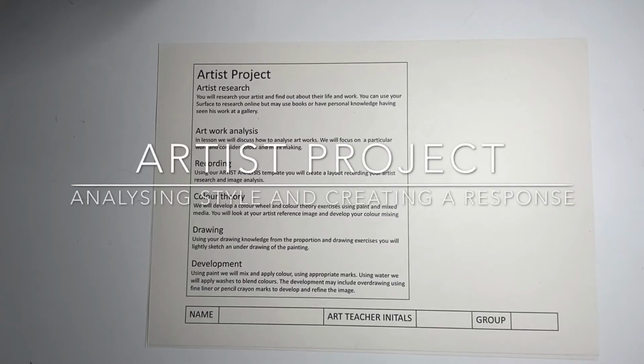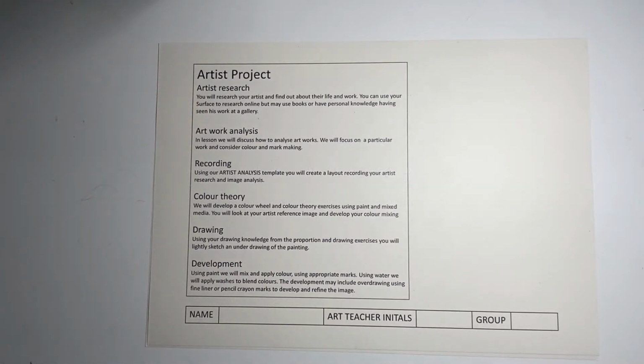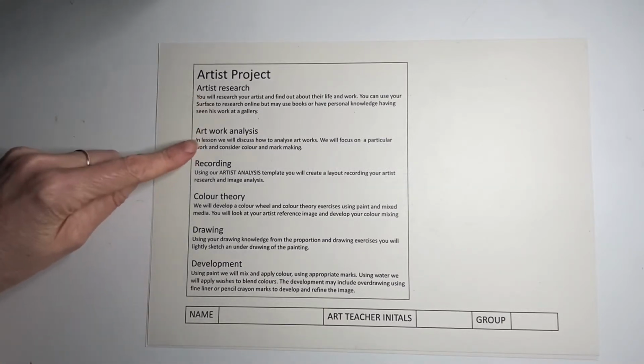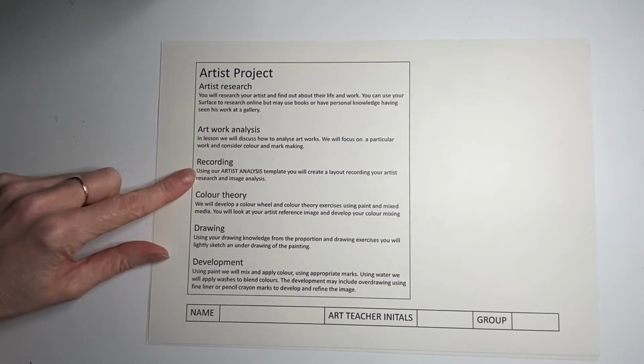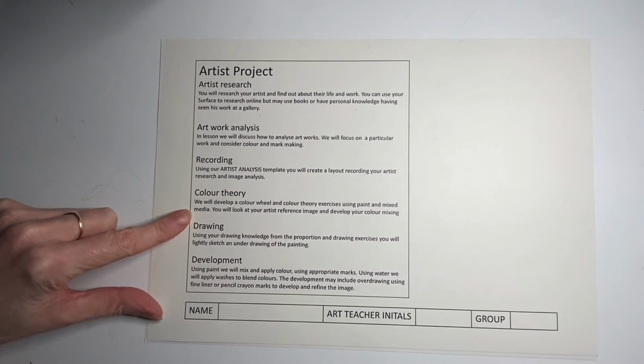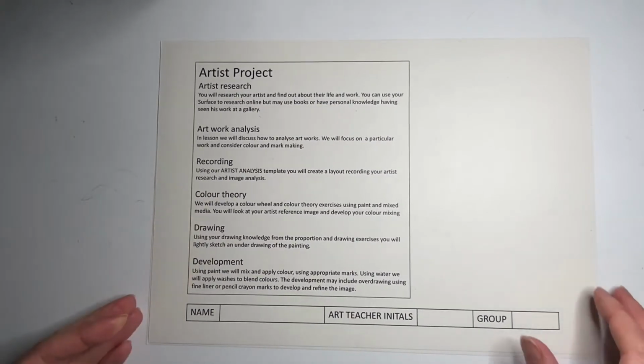So guys, we are doing a project. The colour theory work fits within a larger framework. We have been looking at some artist analysis and done some artist research. You'll have analysed some work. We're going to go on and do this now. We're going to record our analysis. We have been doing our colour theory. We're going on to some drawing, and then we're developing an outcome.